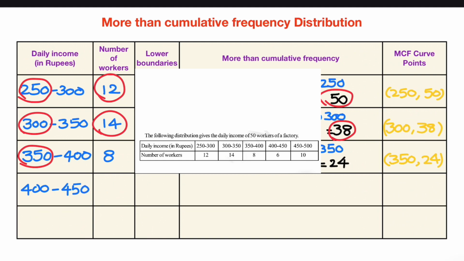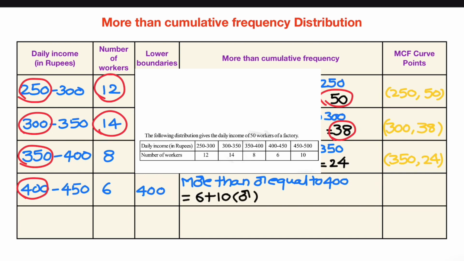Next class interval is 400 to 450. Number of workers 6. Lower boundary of this class interval is 400. Greater than cumulative frequency of this class interval means number of workers who have daily income more than or equal to 400. That means 6 plus 10 are 16, or 24 minus 8 equals 16. The point is (400, 16). Last class interval is 450 to 500.